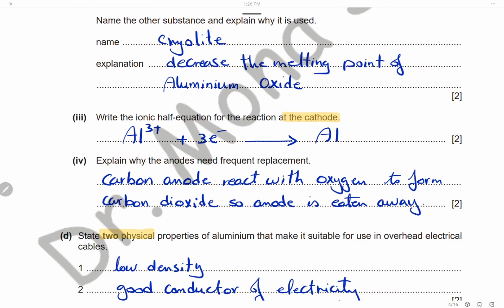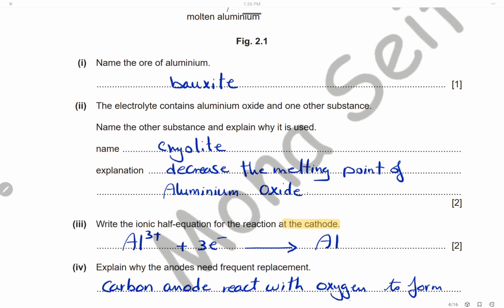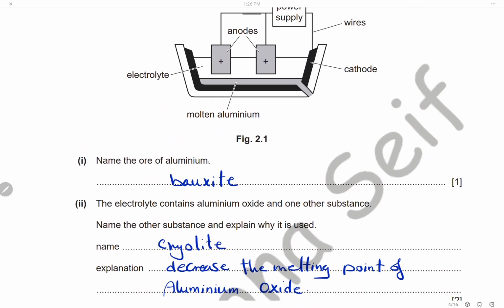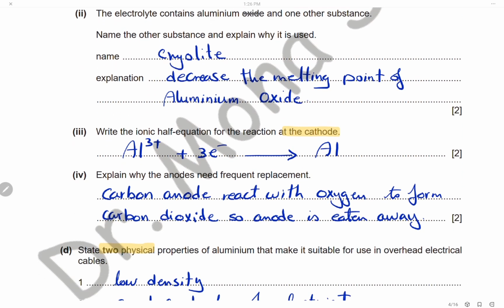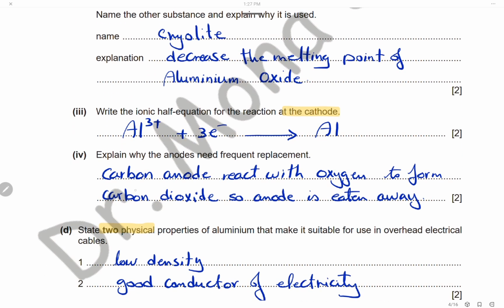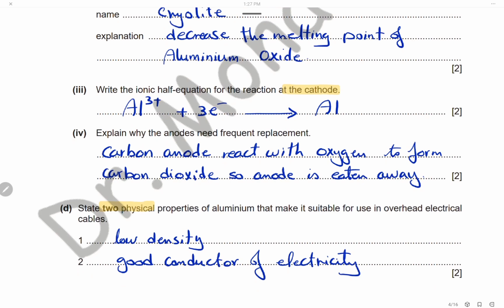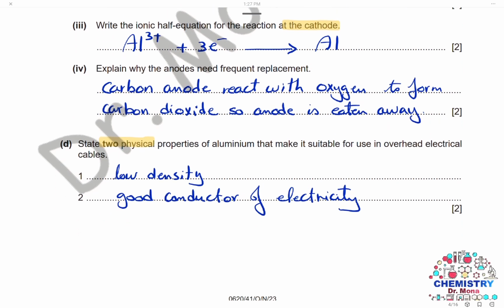Explain why the anode needs frequent replacement. Here we have oxygen from aluminium oxide formed at the anode, and it reacts with the carbon anode. So the carbon anode reacts with oxygen formed at the anode to form carbon dioxide. That means the anode is eaten away and the anode has to be replaced regularly or frequently.